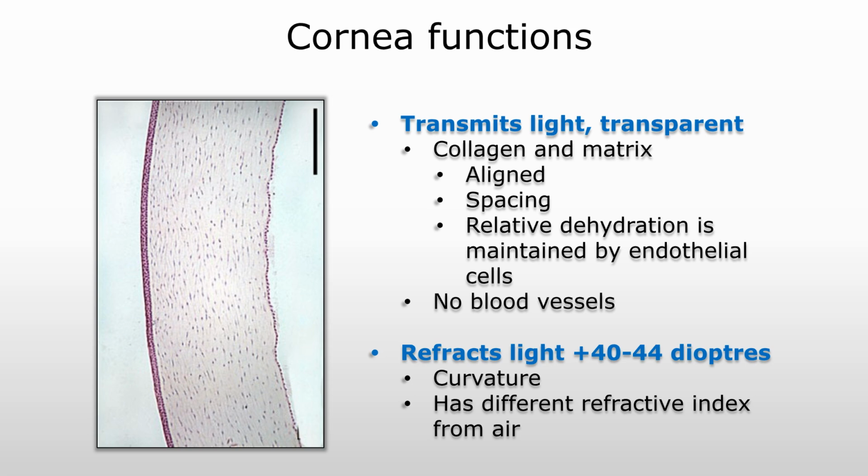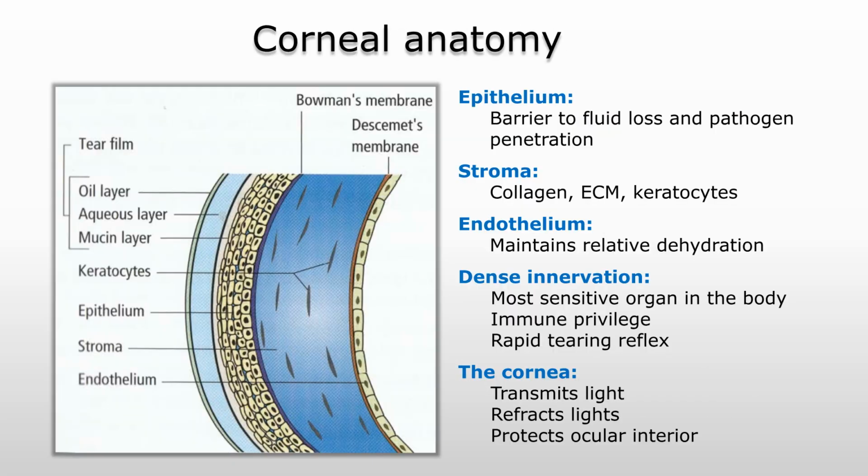The cornea is transparent, transmitting and refracting light with a power of +40 to +44 diopters. It is avascular, and its relative dehydration is maintained by endothelial cells. The cornea's anatomy includes the epithelium, which serves as a barrier, the stroma, composed of collagen and keratocytes, and the endothelium, which maintains dehydration. It is densely innervated, making it the most sensitive organ, and protects the ocular interior.